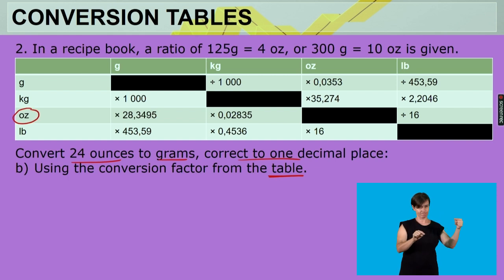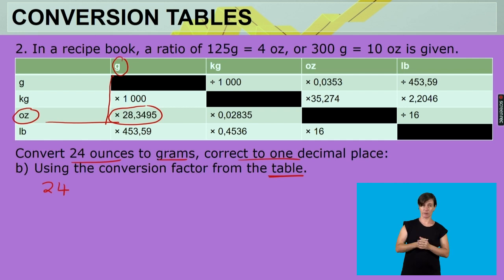Converting from ounces, and it's 24 of them, and I must convert that to grams. Yes, grams, so where do they meet? Right here. Guys, are we fine? So therefore, we'll say the 24 ounces that I'm working with, multiply by the conversion factor of 28.3495. Let's type that in.